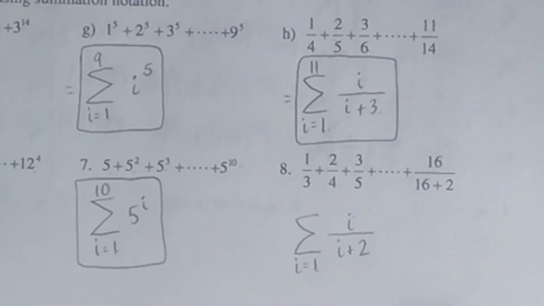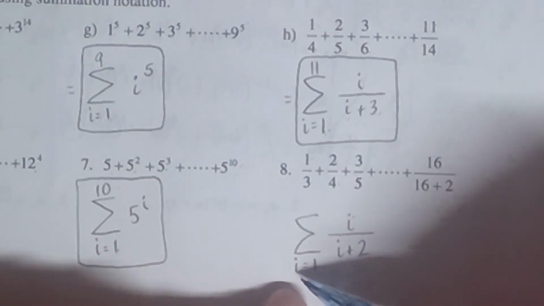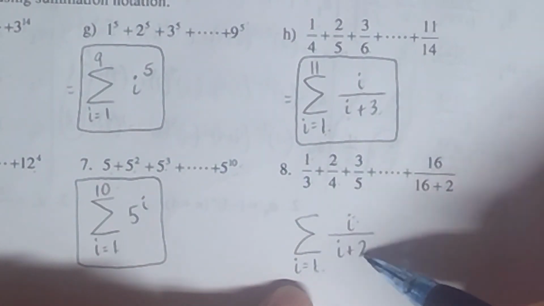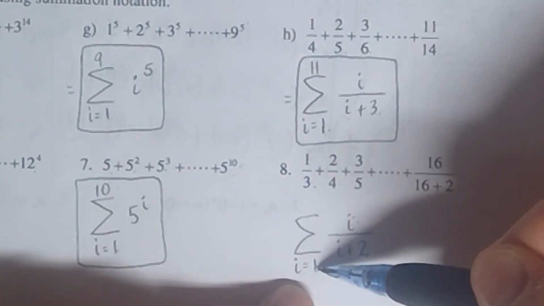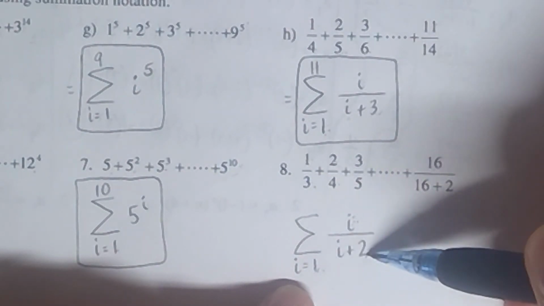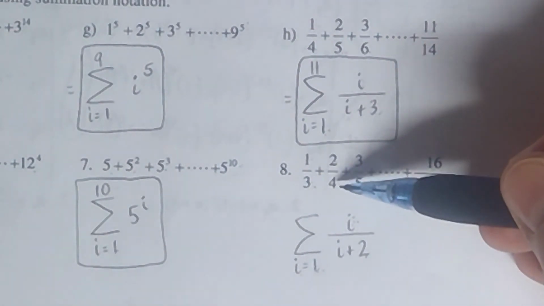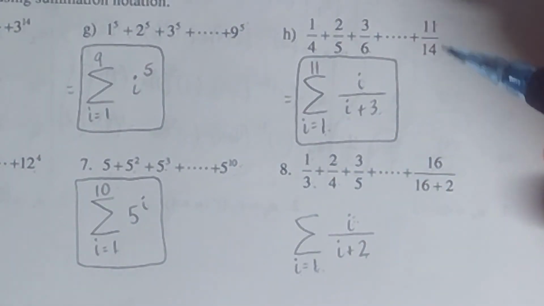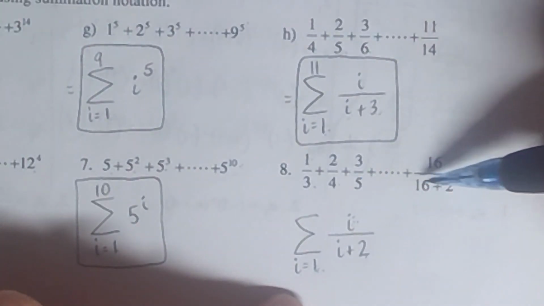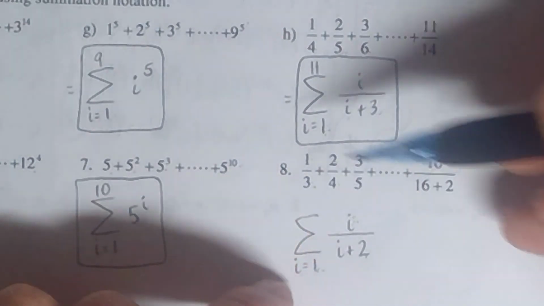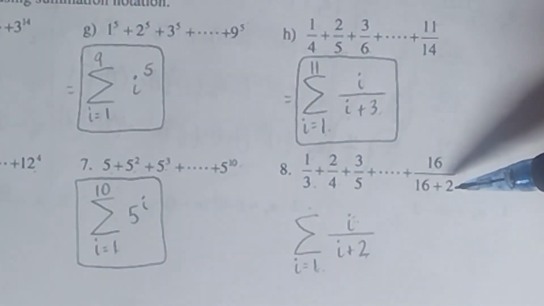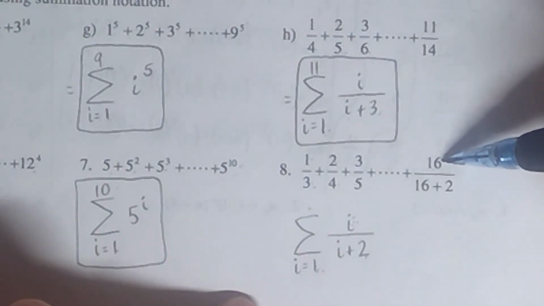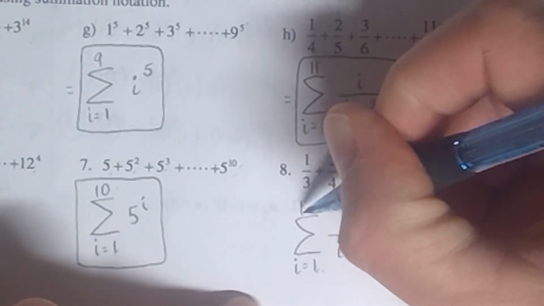Let's make sure our numbers that we're plugging in work here. For 1, I get 1 over 1 plus 2. That's 1/3. It fits perfectly. If I plug in 2, I get 2 over 2 plus 2. That's 2/4. Again, it fits perfectly. Okay, so everything's going according to pattern, but what would have to be the last number that I plug in up here in order to get 16 over 18? Okay, it would be 16, wouldn't it?